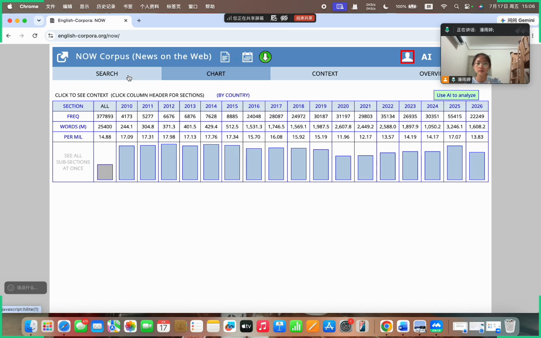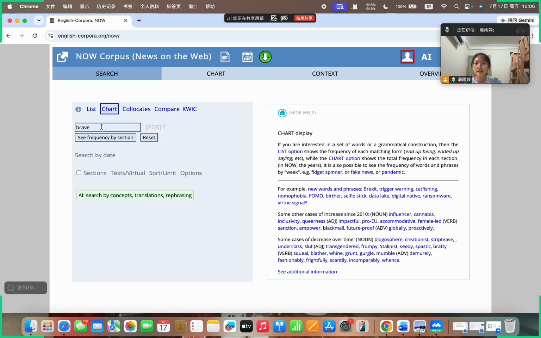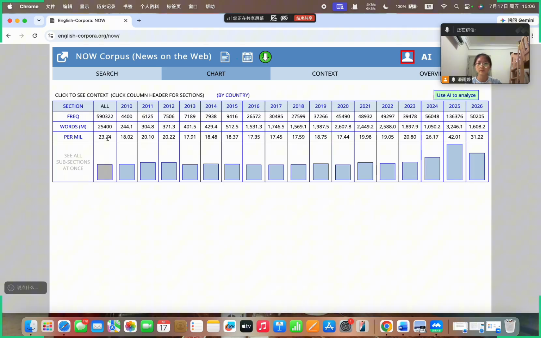I go back to search, click chart, and type bold. For bold, the overall figure is 23.24 per million words, higher than brief. And if I look at the recent years, the frequency rises sharply, reaching 42 in 2025. So, bold is both more frequent overall and increasing over time, while brief is stable.